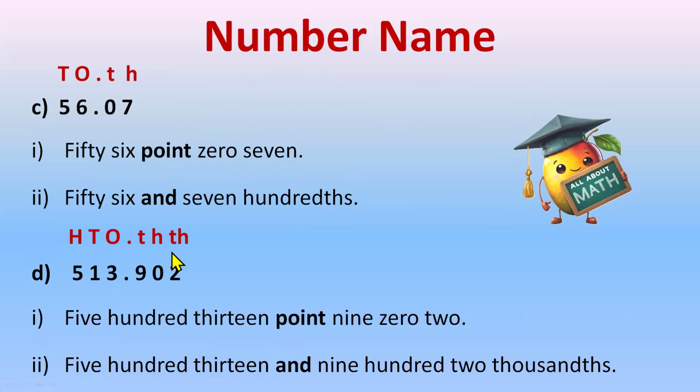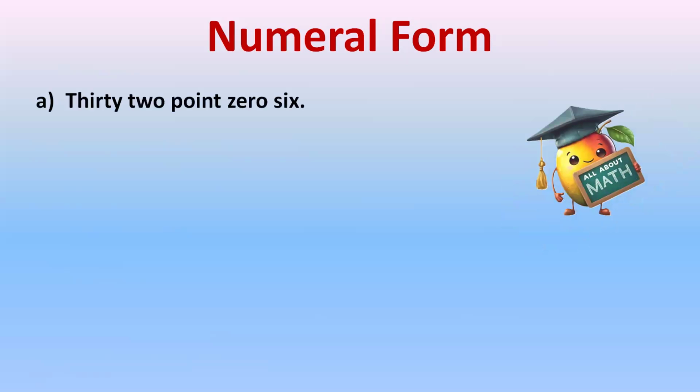So this is the way we can write the word form or the number name. Okay, let's do the numeral form now. Now the word form will be given and we'll be writing the decimal numbers. So we have the example. It's very easy. They have written 32.06. Very easy. Just the point 32, then point, that is decimal point 06.